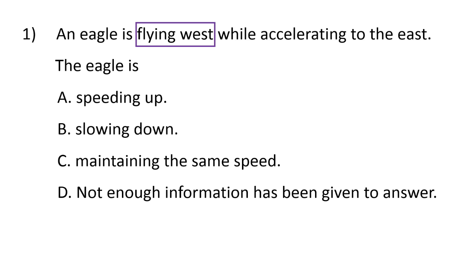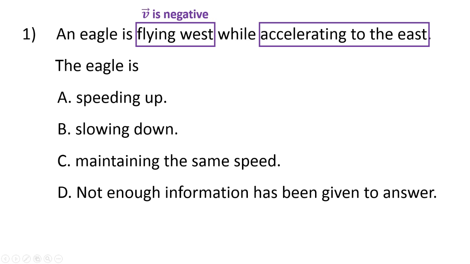That means the eagle is traveling to the west, or the velocity is negative, because west would be kind of to the left on a map. And then it says the eagle is accelerating to the east. Now that's talking about the acceleration, and east would point to the right on a map. And because it would point to the right, that's going to be positive. So what's the answer? Well, acceleration and velocity are in opposite directions. And because the two are opposite, the eagle is slowing down.